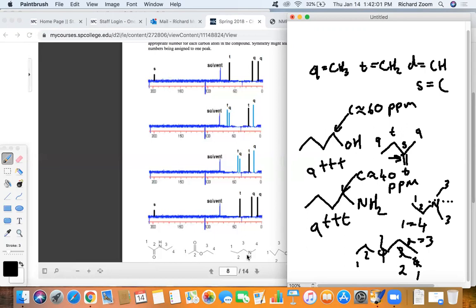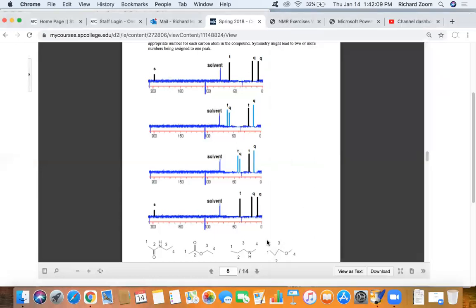Okay, what about the one next to it? 2 Qs and 2 Ts. And what about the one next to that, this one here at the end? That's 2 Qs and 2 Ts as well. So you can see if we can use that to distinguish between them.